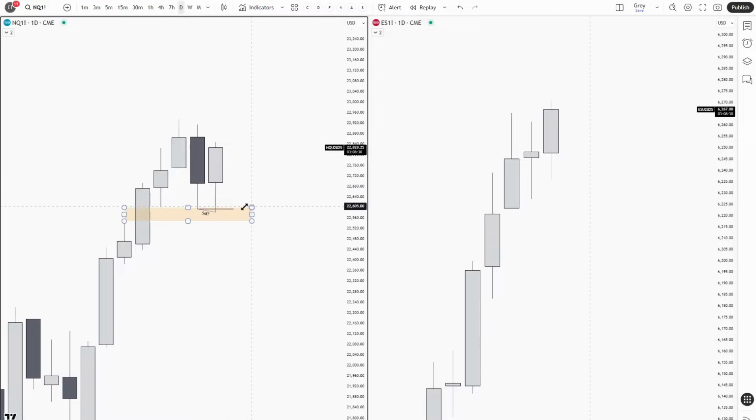The SMT divergence is nothing but the confirmation for a reversal. The correlated asset is taking this low and the leading asset is not taking it, so this is confirming the reversal. Now we have the idea on the daily chart for the longs. Now dropping down to the 4-hour chart.